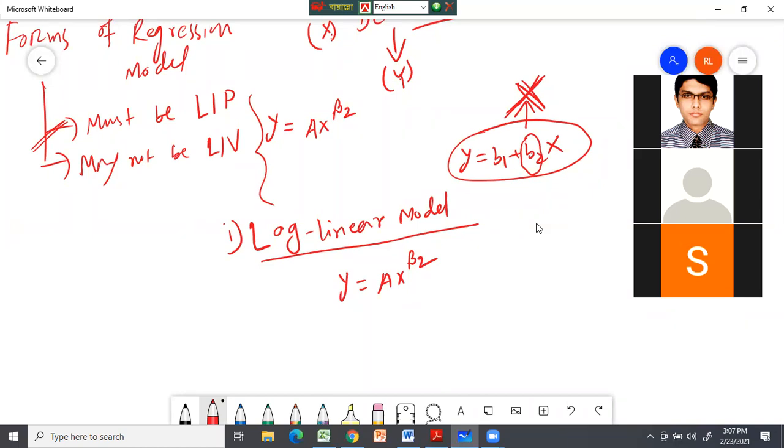Okay, and the third issue is I have to incorporate the elasticity. I have to incorporate the relative change or percentage change which is followed by elasticity. So keeping these issues in mind, you have to reconstruct this model. And the log linear model is actually showing how a linear regression model has been reconstructed so that all three issues, linear in parameter, linear in variable, as well as elasticity, are incorporated in this model.